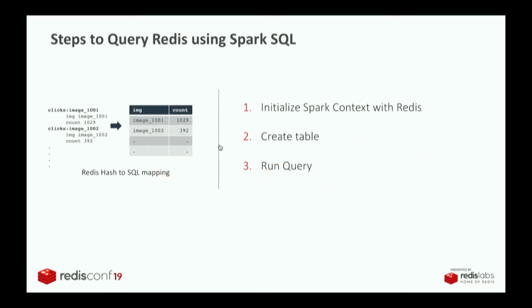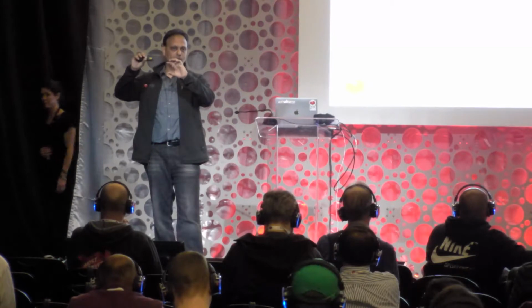OK, the first thing is you have to initialize the Spark context with Redis. Of course, you should tell Spark how to connect to Redis, right? And then you have to create a table. You have to tell Spark, hey, create a table with this name and map this to this hash map. And these are the column names. And map these column names to the names that you have in the hash map, the key value in the hash map.